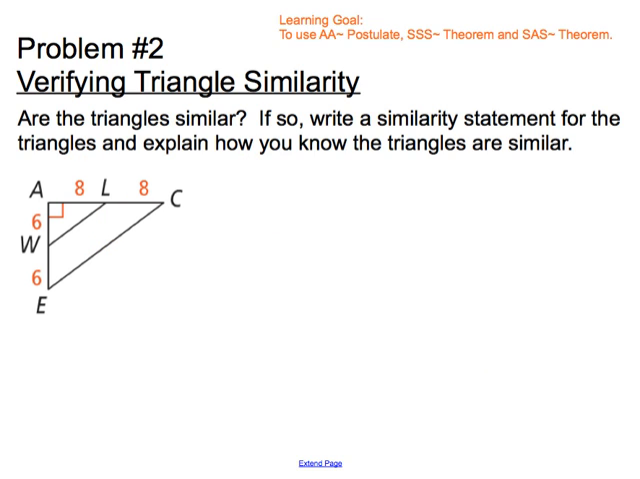So here we have another version of that same problem. We're asked to verify triangle similarity. We're asked, are the triangles similar? And if so, to write a similarity statement for the triangles and explain how you know the triangles are similar.